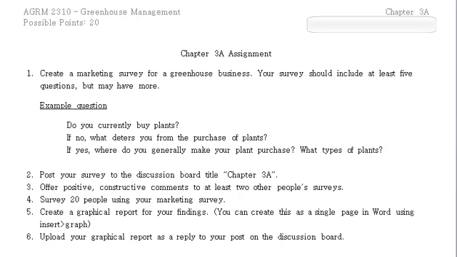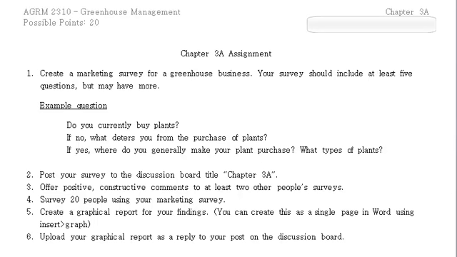Then you want to look at least 2 other people's posts, and since there are only 3 other people other than yourself, this shouldn't be too hard to do, but you want to offer positive, constructive comments. By positive, constructive comments, I don't mean "good job" or "great work." You want to look at their question and, of course, compliment the strengths of the question, but then you also want to offer feedback for improvement.